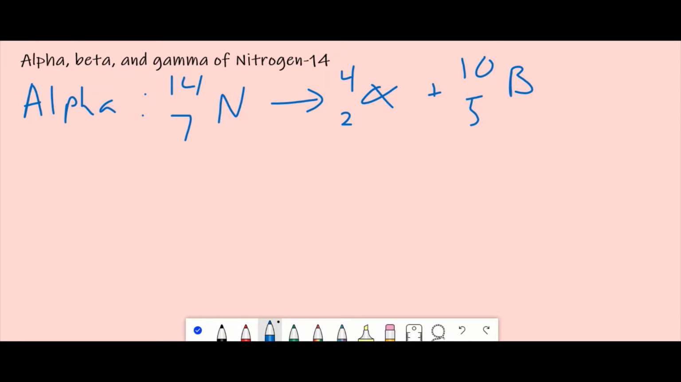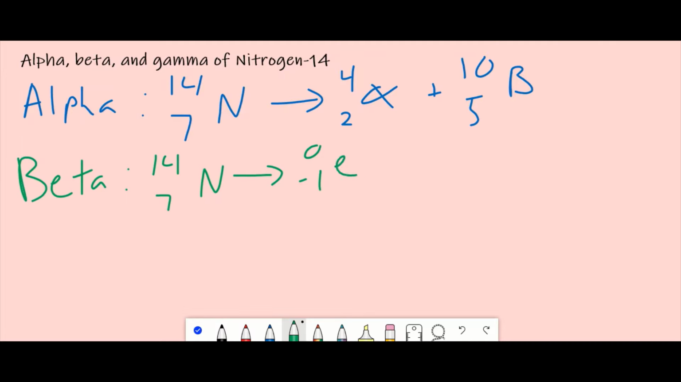Now let's do beta decay. For beta decay, I'll use green. We're still going to start off with the nitrogen 14. So 14, 7 nitrogen. What's going to happen with beta decay? Remember, it's going to be a 0, -1 e. That's the release of the electron because a neutron splits into a proton and an electron. So basically, this number is going to go up by 1, but the mass number is going to be the same because a neutron and proton have the same mass. So this is going to be 14, and it's going to be 8.